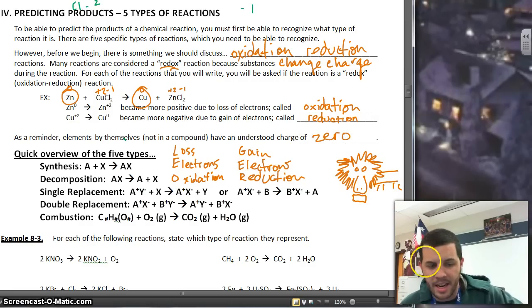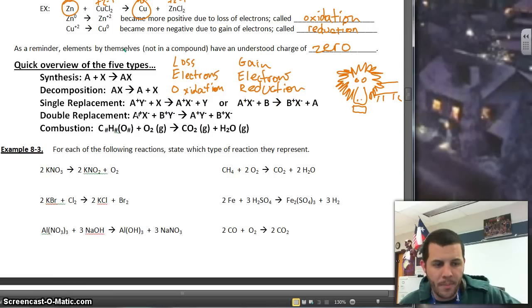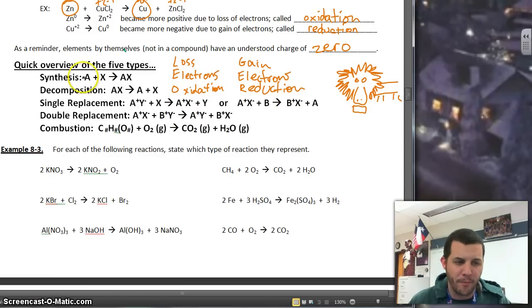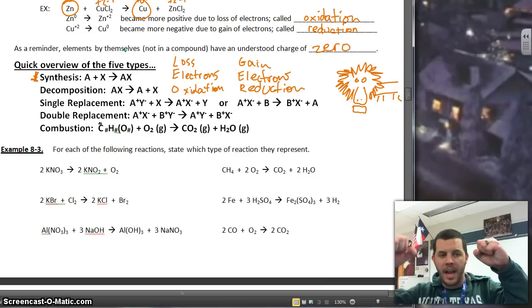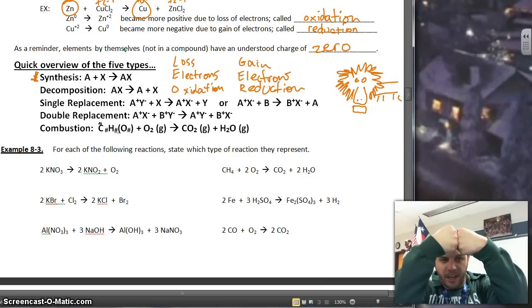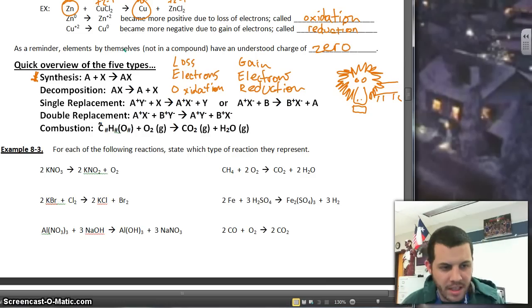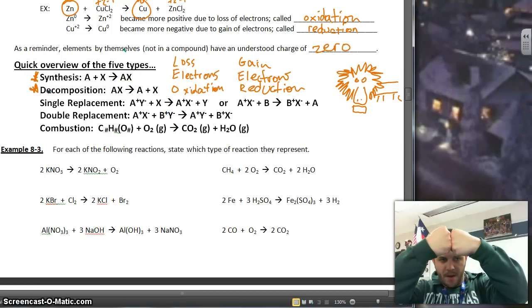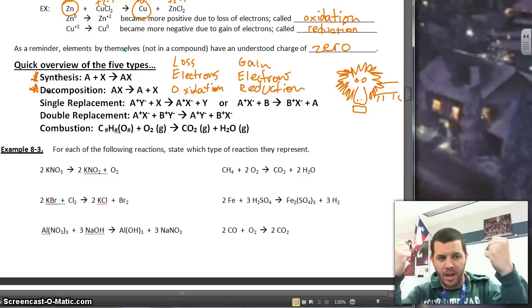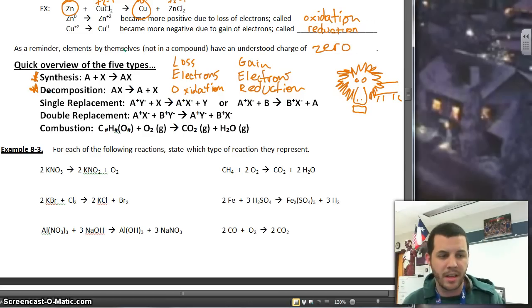Now, let's take a look at our reaction types, okay? Reaction types, I've got 5 of them. First off, we've got synthesis. Synthesis is when you take a single element and a single element, and you stick them together, make a compound. Boom, easy enough, okay? Decomposition is the exact opposite of that, okay? Decomposition is where you have a compound, and then they break up, and now you got 2 single elements, okay?